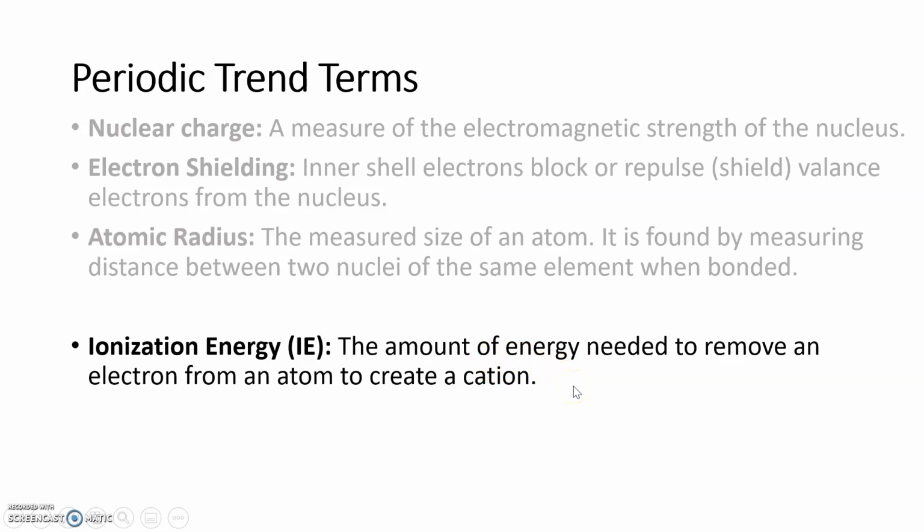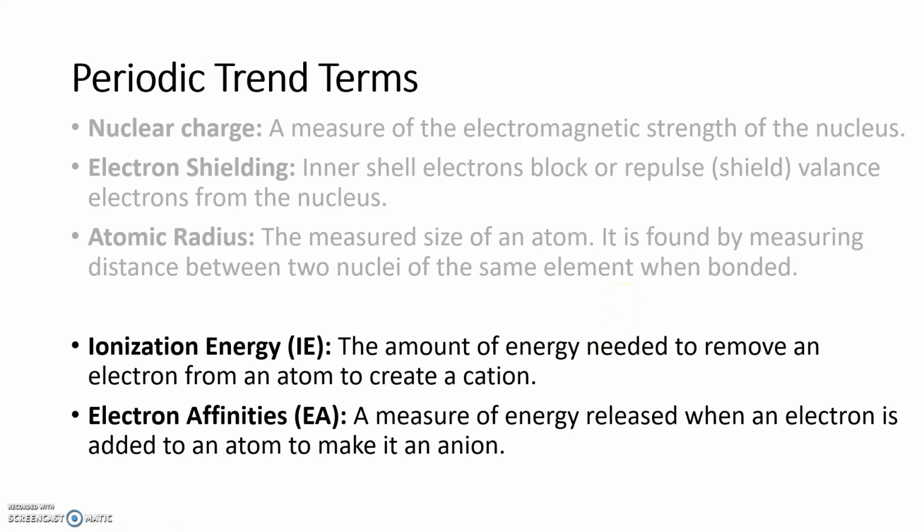Today, then, we're going to look at ionization energy, often abbreviated IE, which is the amount of energy needed to remove an electron from an atom to create a cation. You have to remember from a few chapters ago, a cation is a positively charged ion. Why is it positively charged? Because it lost a negatively charged electron. So the amount of energy it requires to do that is the ionization energy.